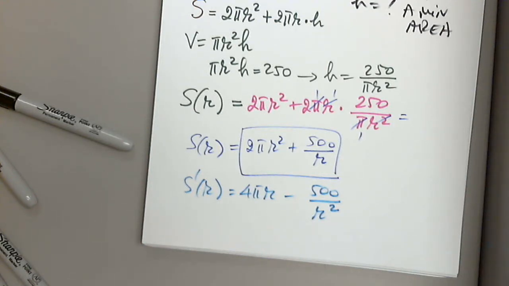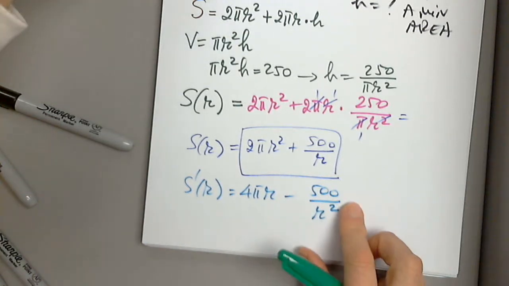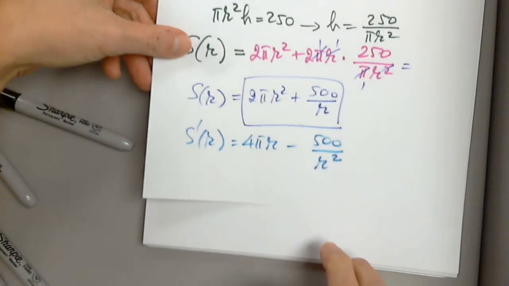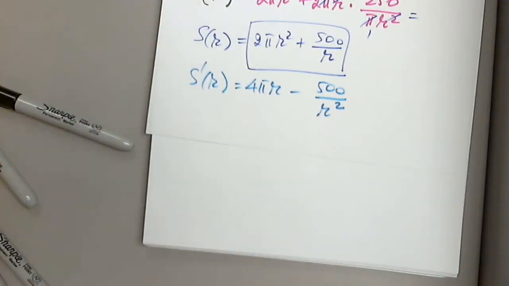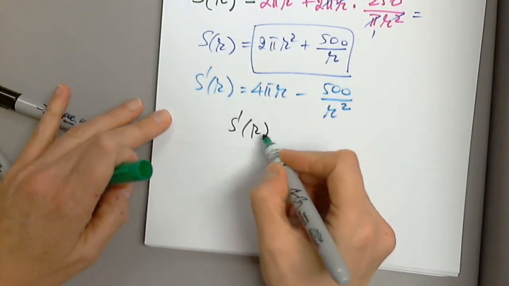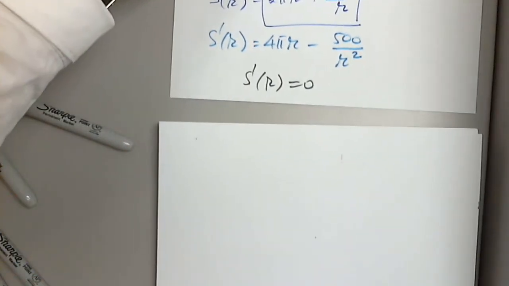Good. Excellent. I have the function, I have the derivative. Now what? You set it equal to 0. Exactly. Because critical numbers will not come from this being undefined. The radius cannot be 0. There is no volume of the can if the radius is 0. That's not possible. So only S prime equals 0 can give us critical numbers.